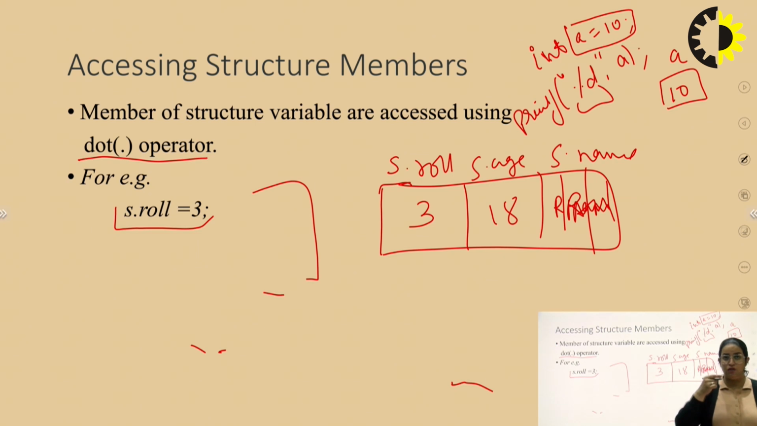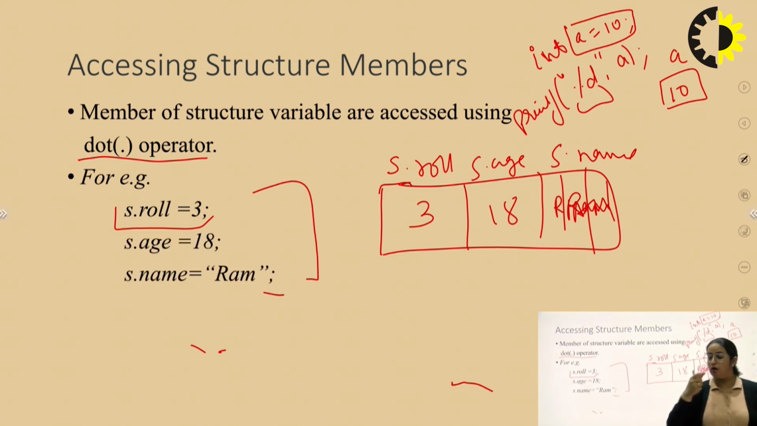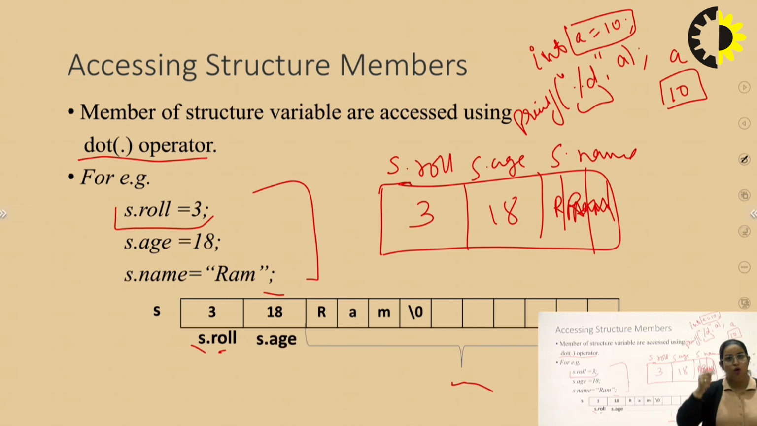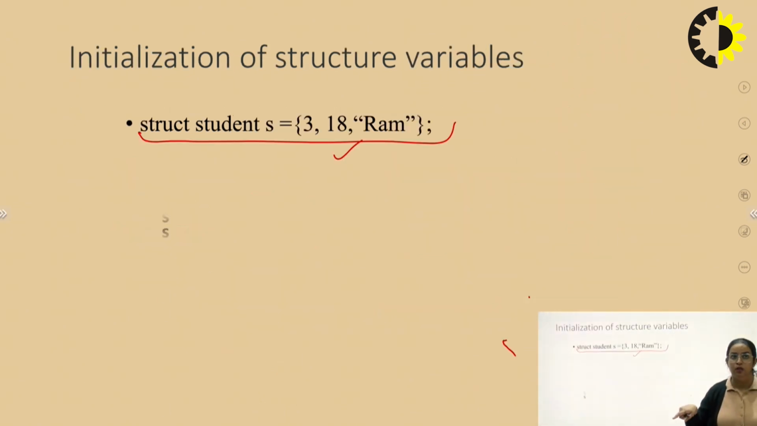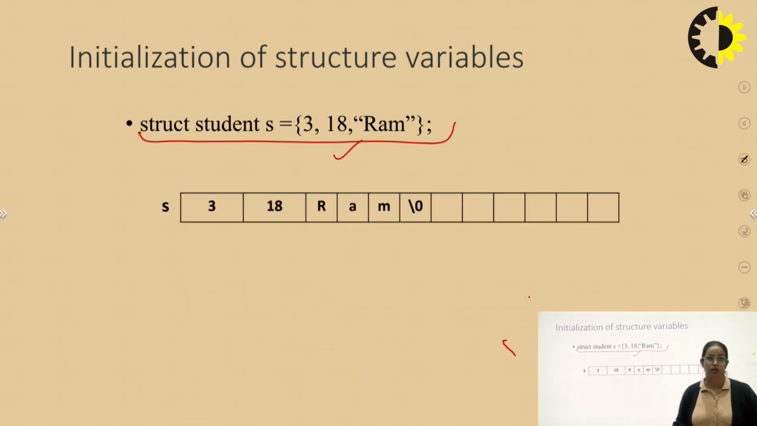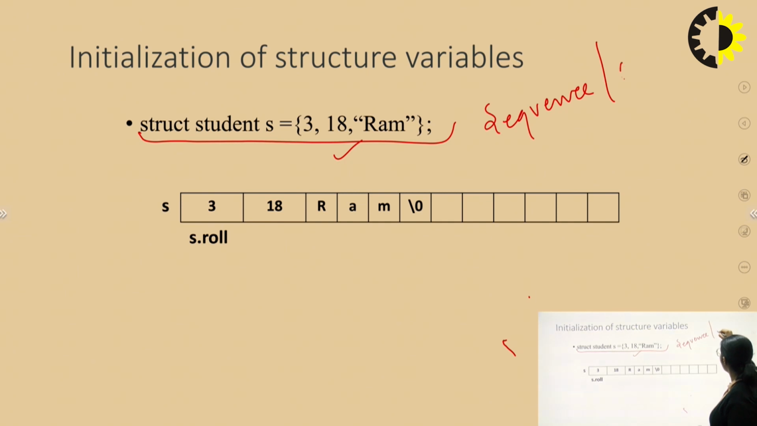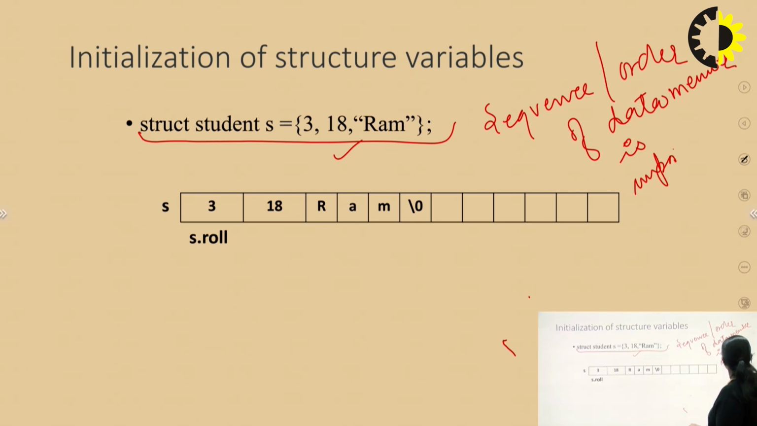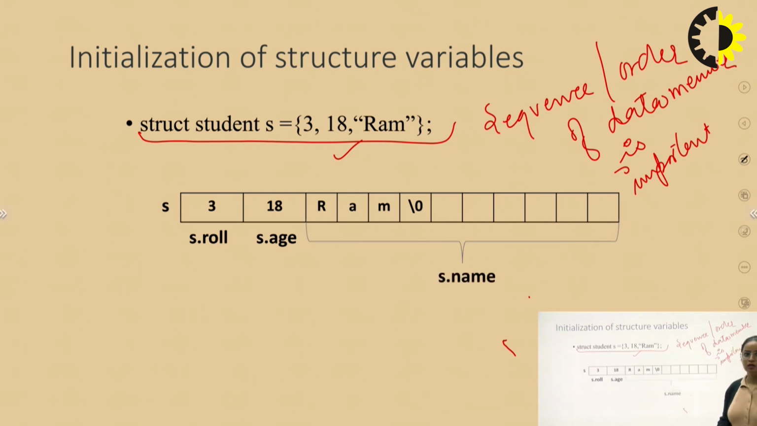The sequence in which our structure members are defined, according to that we have to initialize the value. We cannot initialize values in a random way. Okay, so this is important. Sequence, or order of data members, is important.